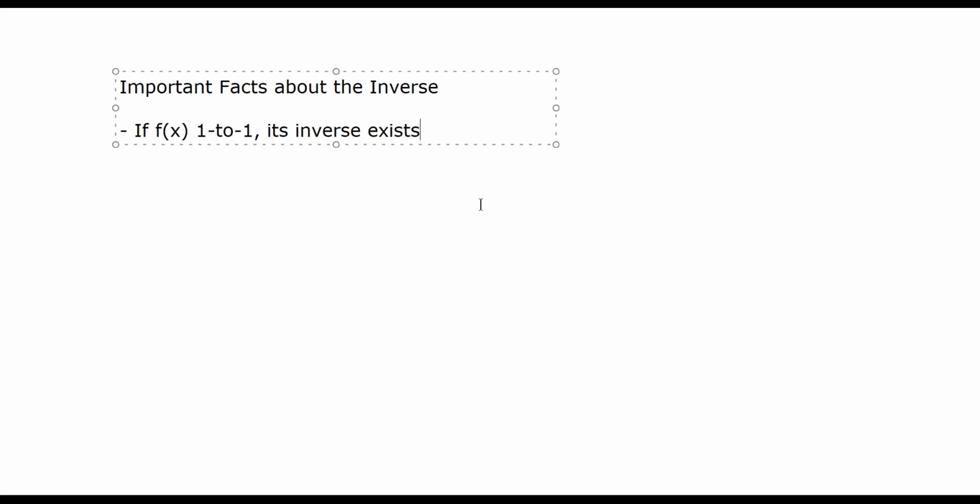So if something's 1 to 1, that means that you can't have multiple x values going to the same y value, so that when you try to spit in a y value, it doesn't try to spit out multiple x values. That's kind of the whole point behind it.